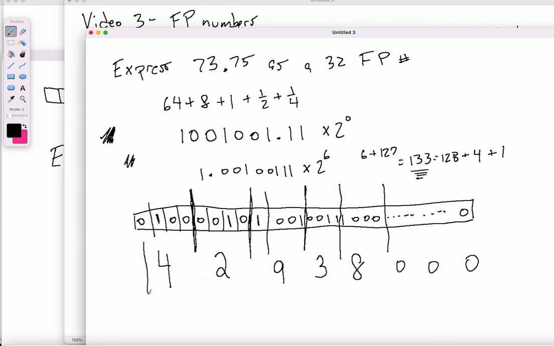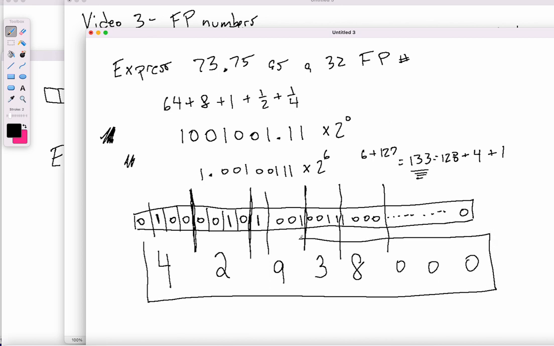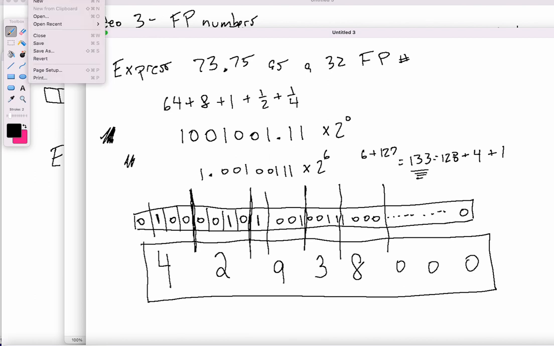So the answer in hex would be that right there. Okay? We're going to do a couple more.